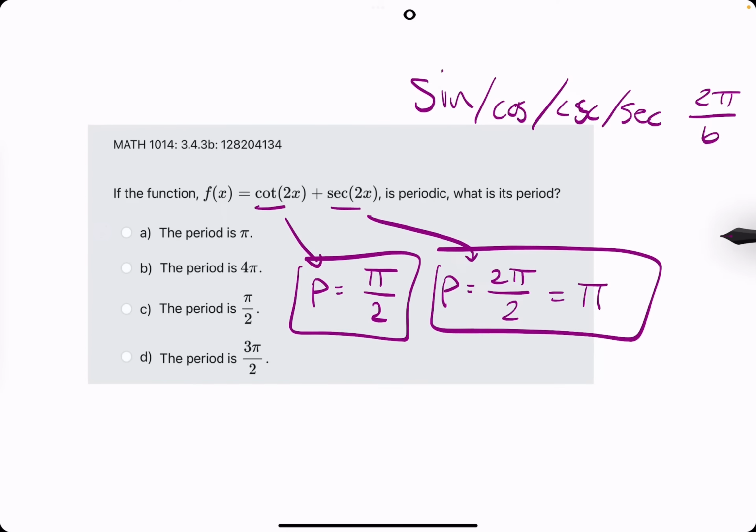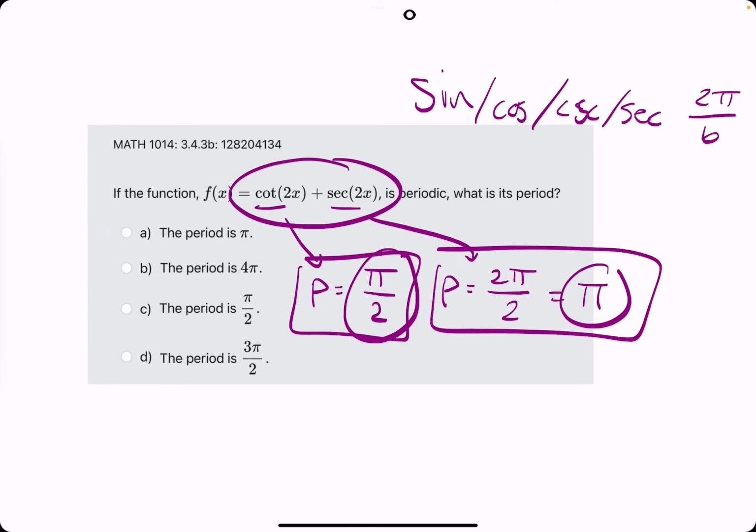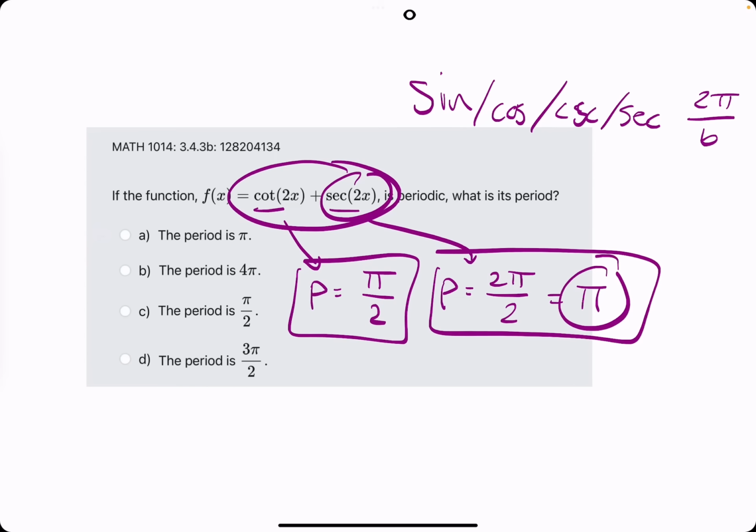If it's going to take secant a whole period of pi to complete a cycle, then there's no way that the sum of these two could complete a cycle any faster than pi. There's no way we would call the period of this whole thing pi over 2, because the secant piece hasn't yet completed its period. It's going to complete its period once it reaches a full value of pi. Does that make sense?